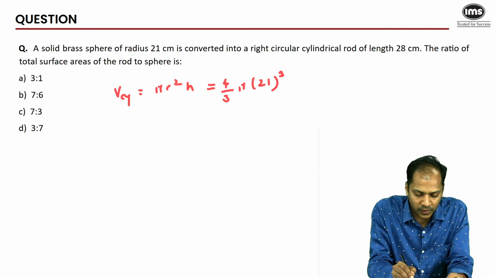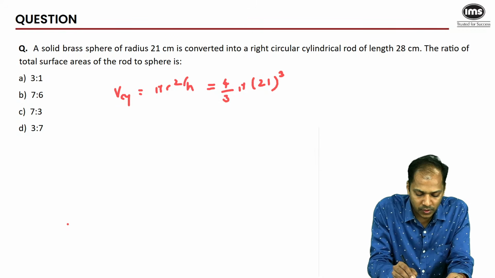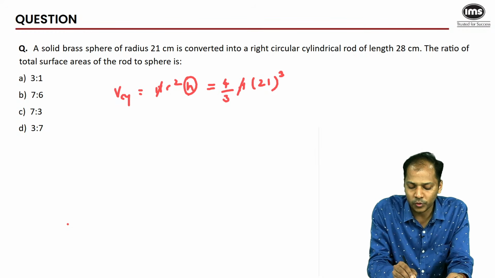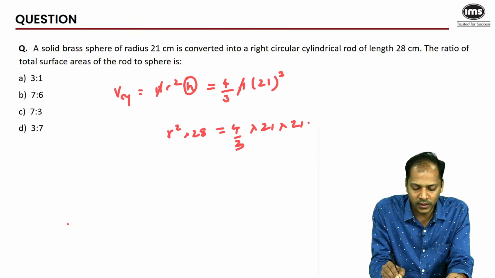And the h over here was 28. So basically pi and pi get cancelled out. We already know the h, so from cancelling out things we'll also be able to get the value of r square. Okay, so let's quickly do that. Therefore r square into 28 equals 4 by 3 into 21 into 21 into 21.